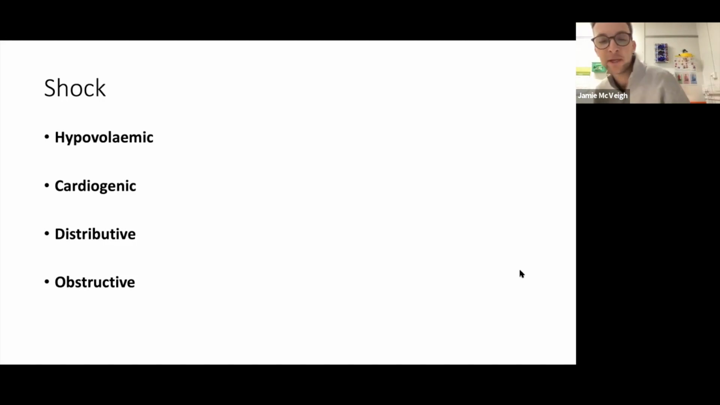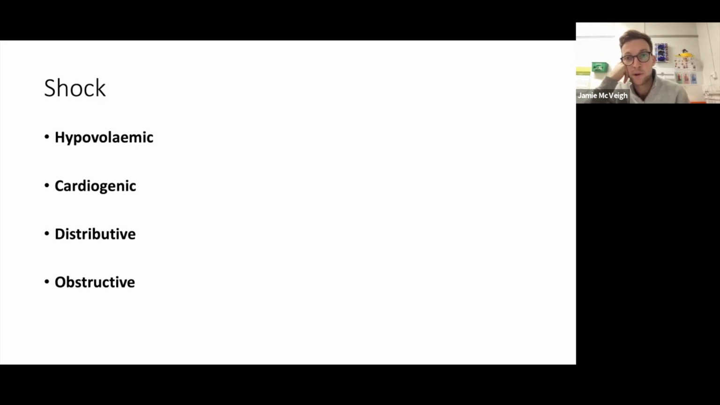You are hypovolemic because your fluid is not in the intravascular compartments, but technically it's a distributive type shock. And then obstructive. What do we think? So it's basically, as it says, blockages, and that's why tamponade is one of them.